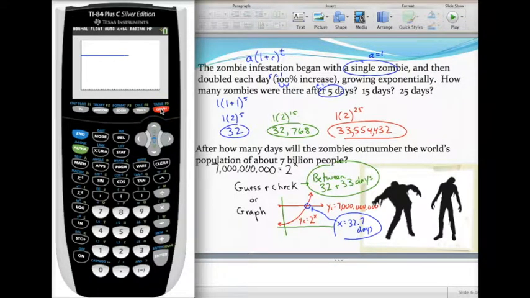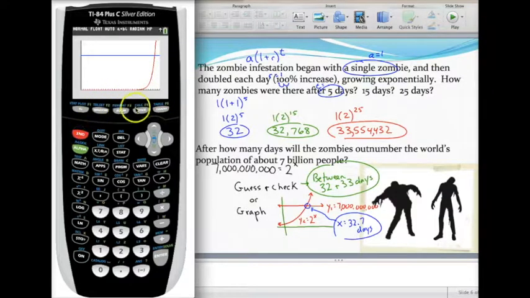So there's where the population is 7 billion. There is the zombie population. Notice it's very, very low for a long time, and then it starts to skyrocket over time. So yes, I can see that intersection right there. If I couldn't see it, I'd have to adjust my window.